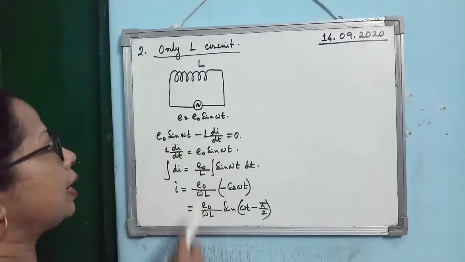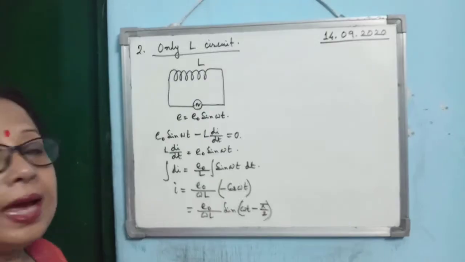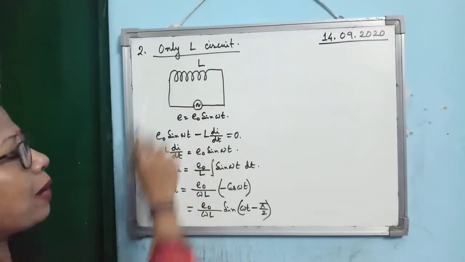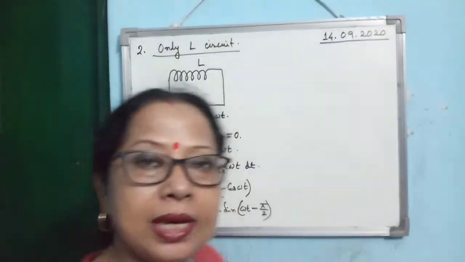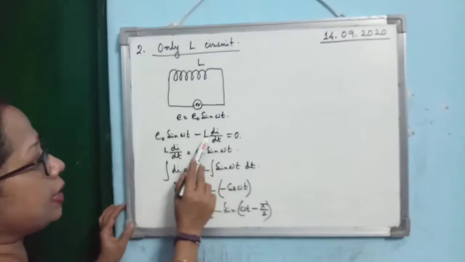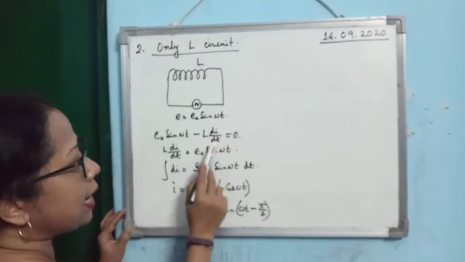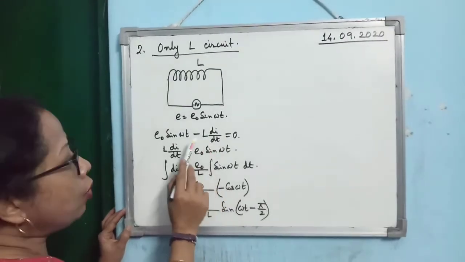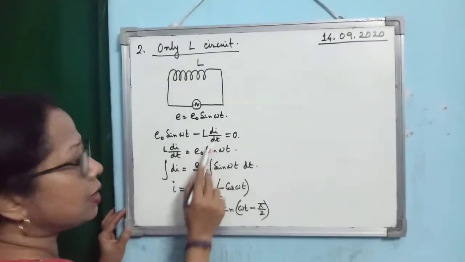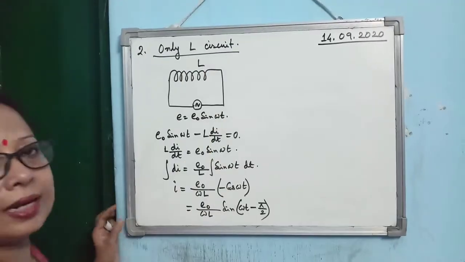Now understand this: whenever you connect it, as alternating current passes through the inductor, there will be an induced EMF in it. According to Faraday's law, what is the induced EMF? I hope you remember, minus L di/dt. I repeat, what is this minus L di/dt representing? It is the induced EMF across the inductor.